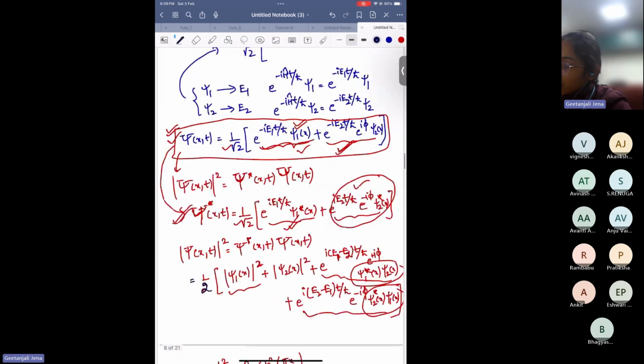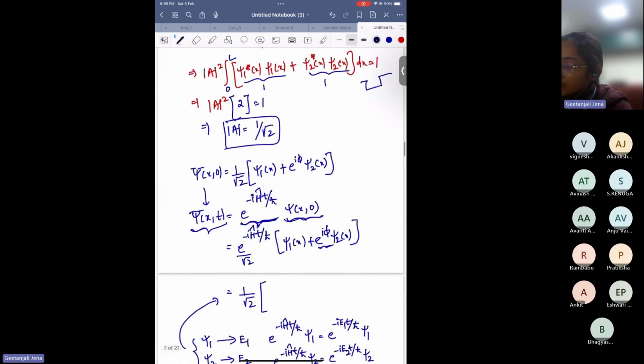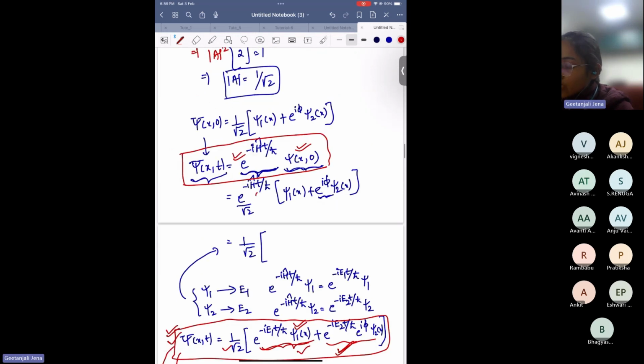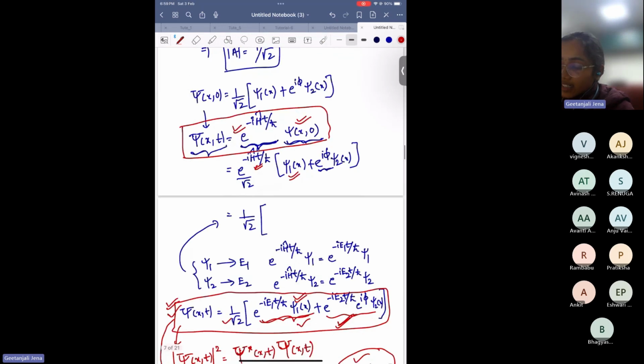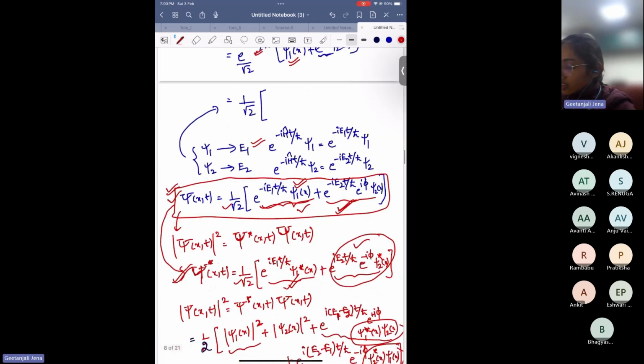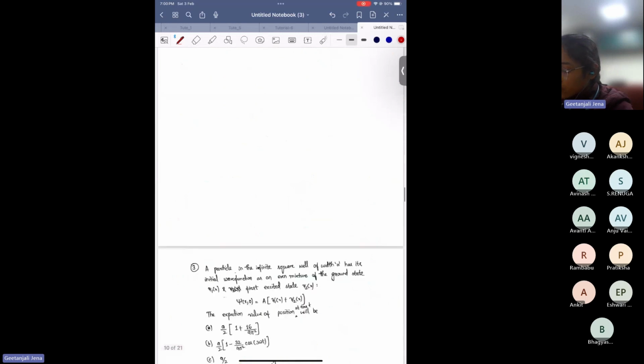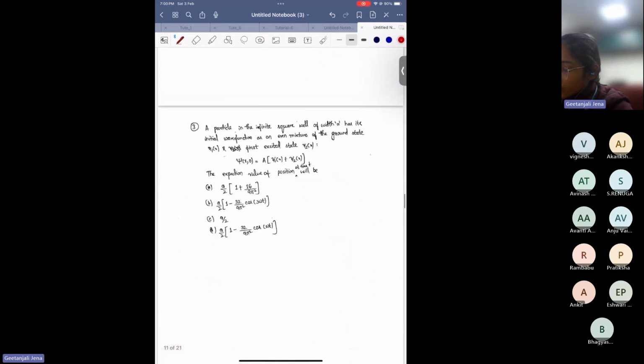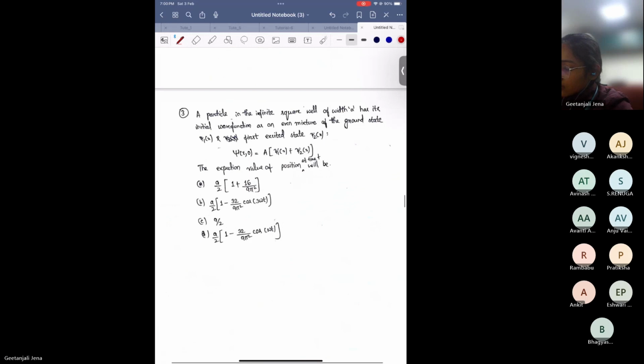So what you have to keep in mind is what the time evolution operator is, and how you get the time evolution of a given state. You just have to apply the time evolution operator on the initial state, and when you act the time evolution operator on its state psi1, it will factor out the energy eigenvalue of the state. Okay. So this problem is also clear. So let's move to the third one.